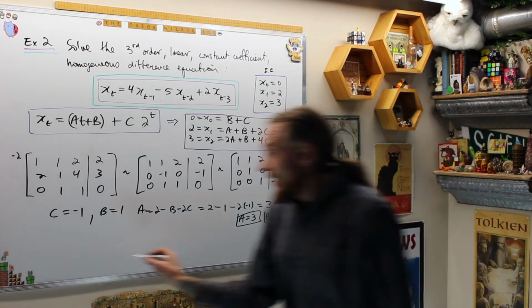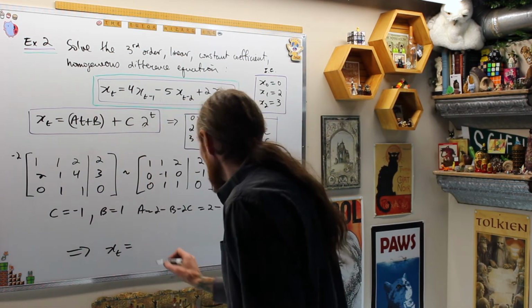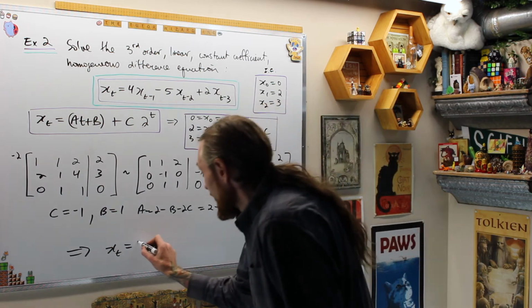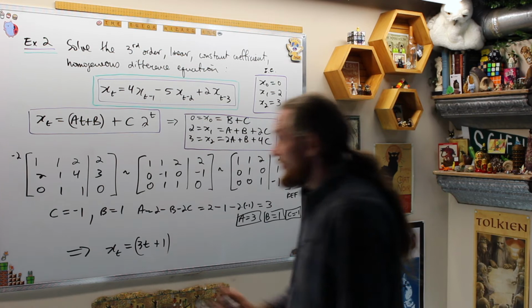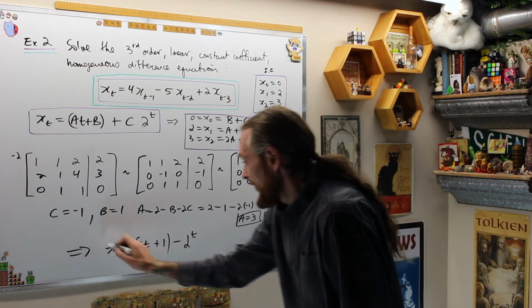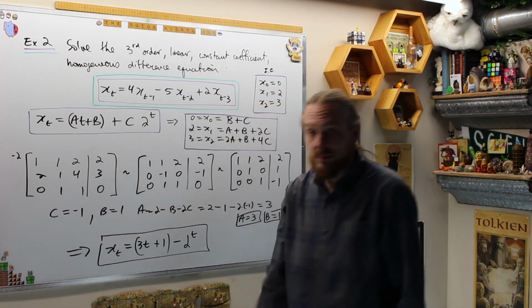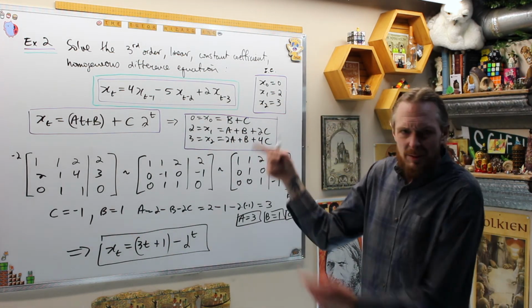What does that tell us? That tells us that the general solution x_t is equal to, what do we find? 3 times 1 to the t plus 1, and this was a negative 1 minus 2 to the t. This is the most general solution. If you don't believe it, let's arbitrarily pick one.